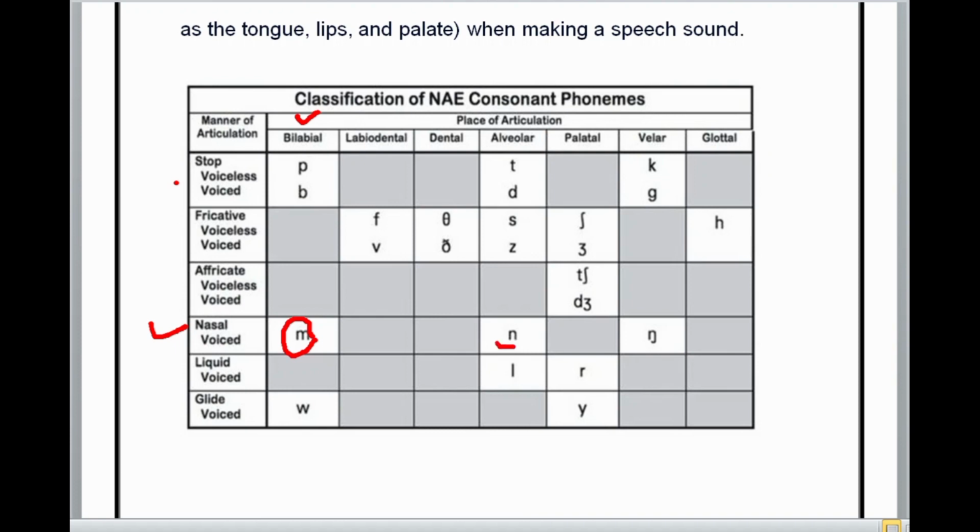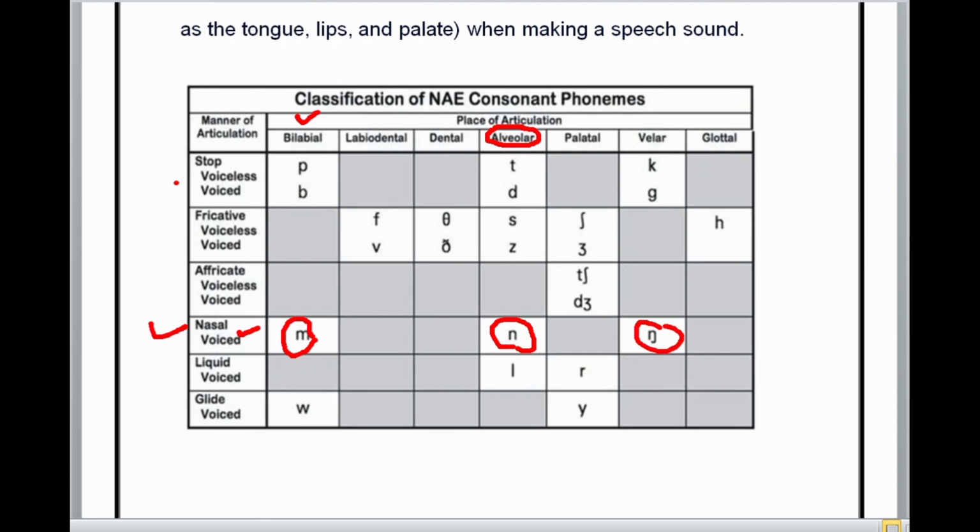This sound is alveolar. We touch the tip of the tongue to the alveolar ridge, and we pronounce it, and this is also voiced. You can see here only voiced is written. This is also voiced. Now this is again voiced, and this is velar.